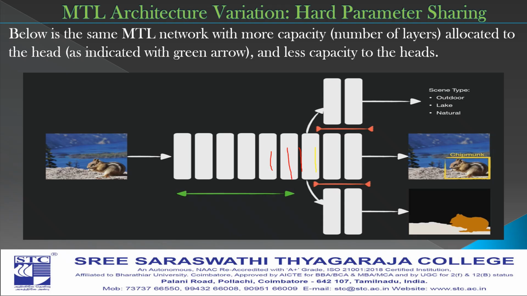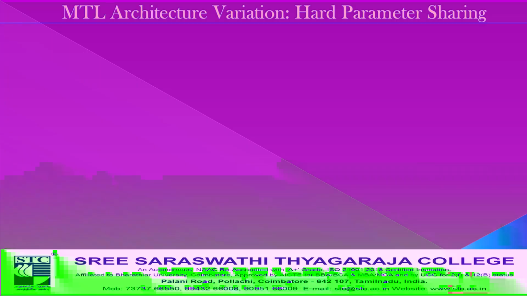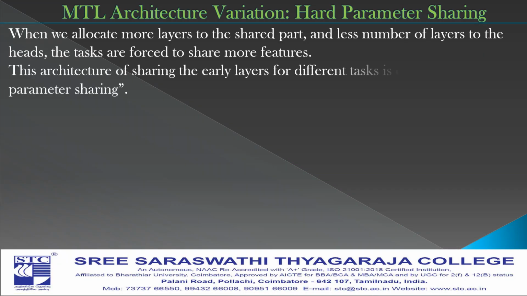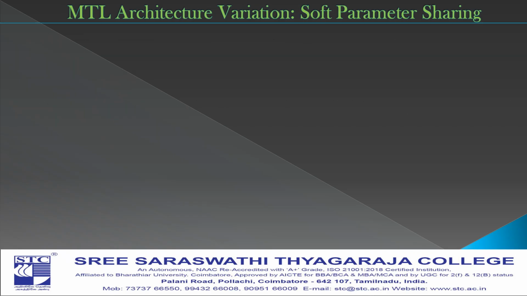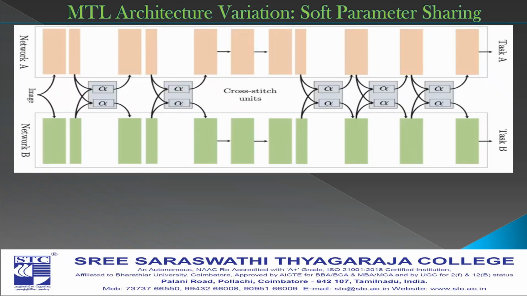It can happen anywhere. But where it can happen is pre-decided and pretty much hard-coded. It's already decided and it is hard-coded. That is why it is called hard parameter sharing. So this is one way of doing MTL. And there is a second way of doing MTL, which is called soft parameter sharing. In soft parameter sharing, again we have two networks.